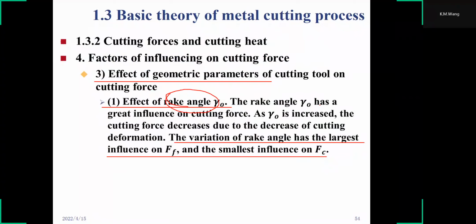As the rake angle is increased, the cutting force will decrease, and this is due to the decrease of the cutting deformation. The variation of rake angle has the largest influence on FA and the most influence on the FC.